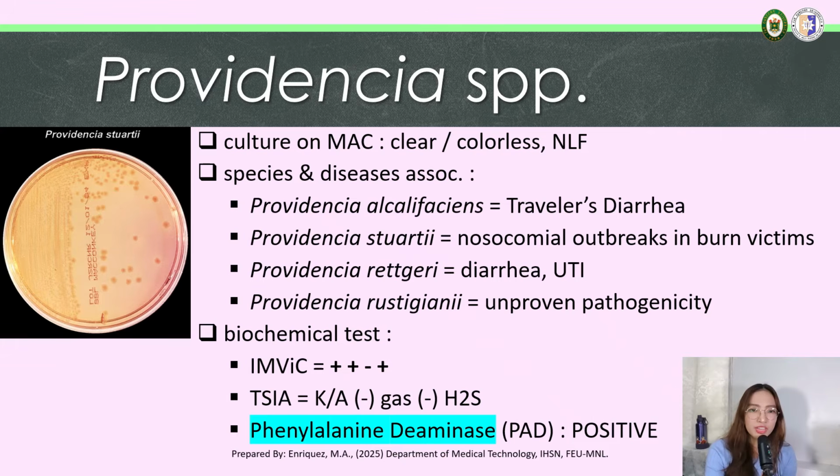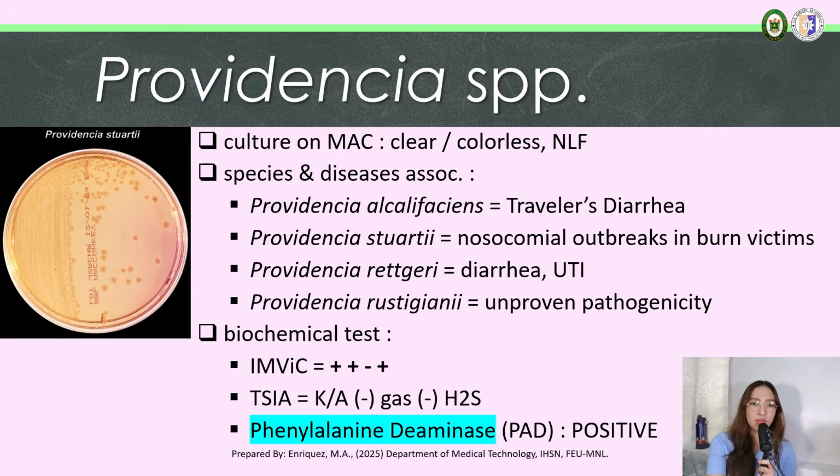Okay. Providencia rustigianii has unproven pathogenicity. Now, the infections caused by Providencia stuartii and rettgeri, especially in immunocompromised patients, are particularly difficult to treat because of their resistance to antimicrobials.